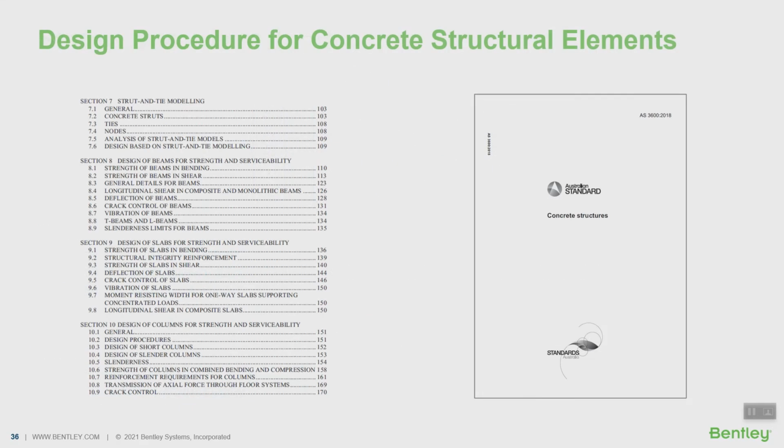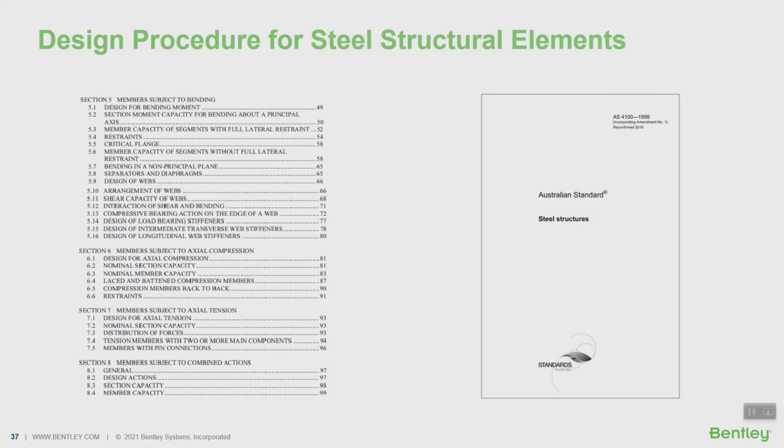Once the analysis is complete, the structural elements can be designed based on code requirements. The Australian code for concrete structures is the AS 3600, where you can find strength and serviceability design requirements for structural elements like concrete beams, columns, and slabs. The Australian code for steel structure is the AS 4100, where you can find design procedures for steel members subjected to axial tension, axial compression, bending, and combined action, and much more.